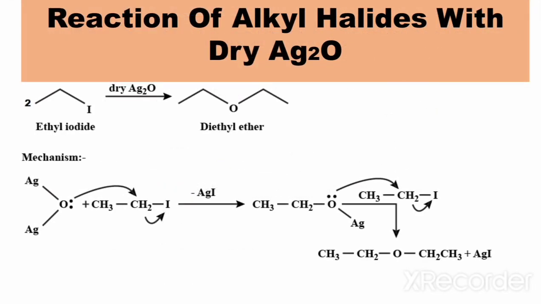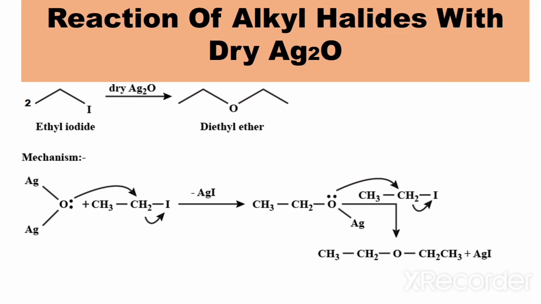So the other is the reaction of alkyl halides with dry silver oxide. The reaction of alkyl halides with the dry silver oxide will form diethyl ether as a final product. As you can see, this is the mechanism of the alkyl halides with the dry silver oxide. Firstly, when the ethyl iodide reacts with the dry silver oxide, it forms a bond with the carbon that is directly attached to the halide group.